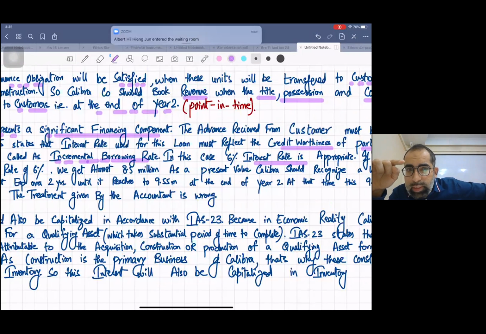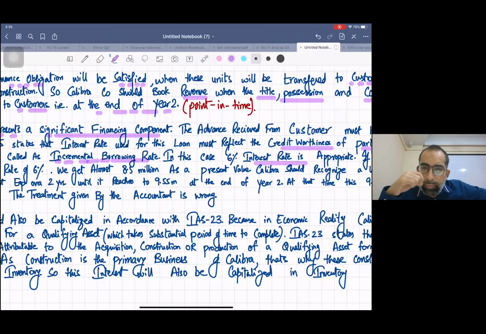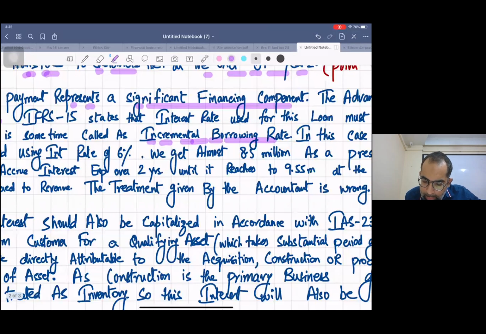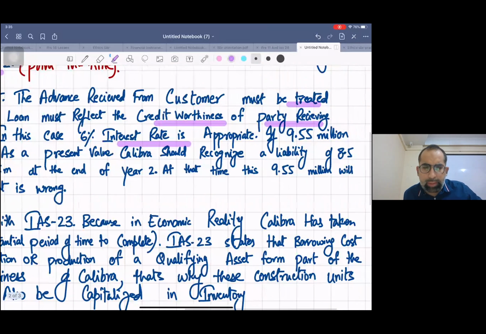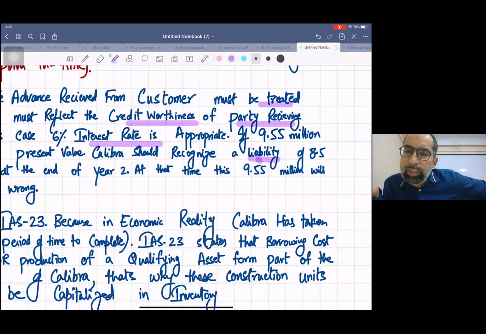Discounting using 6%. Okay, now if 9.55 million is discounted using an interest rate of 6%, we get almost 8.5 million as a present value. Calibra should recognize a liability, or you can write the word loan, of 8.5 million and accrue interest expense over 2 years.